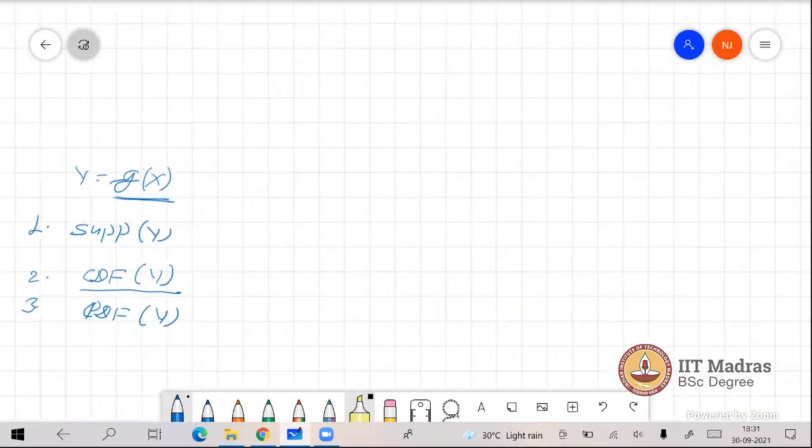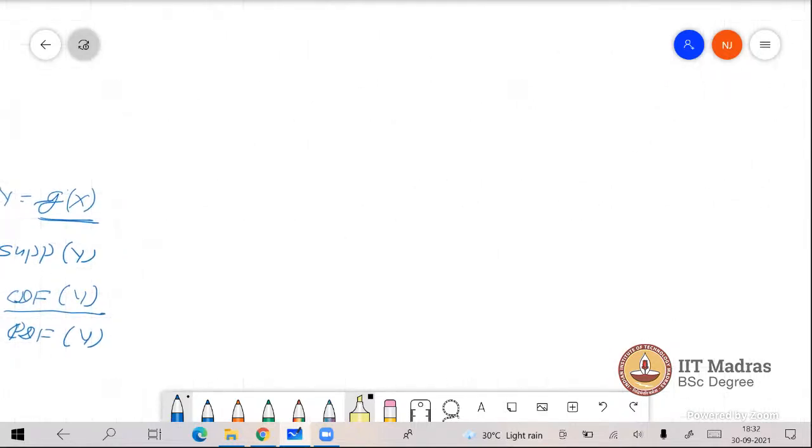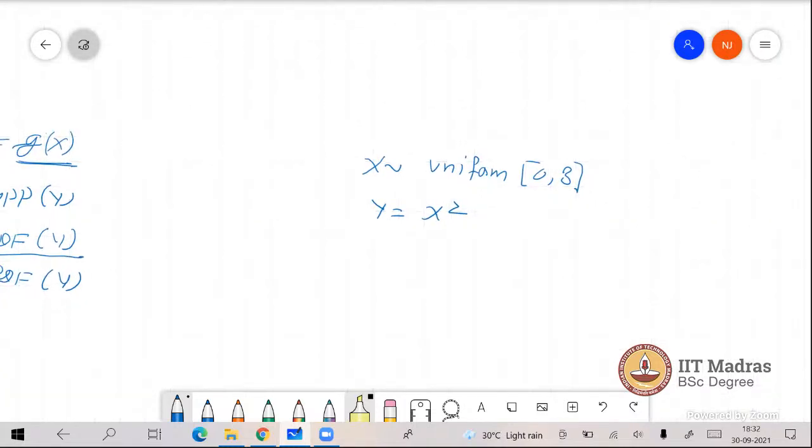Just for an example, let's say your X is uniform from 0 to 3, and your y is X square. Now I need to find the PDF of y using this method. So what will be the support of y? X is defined from 0 to 3, and y is defined as X square, so y is from 0 to 9, right?